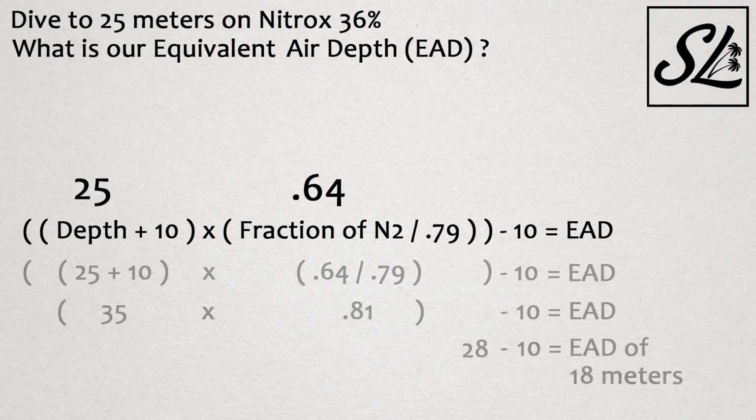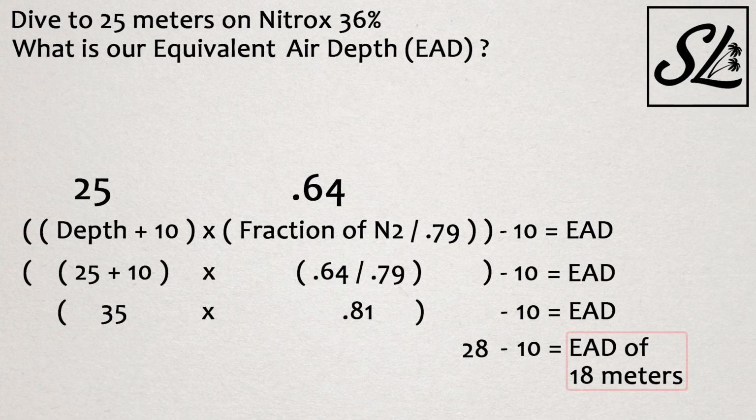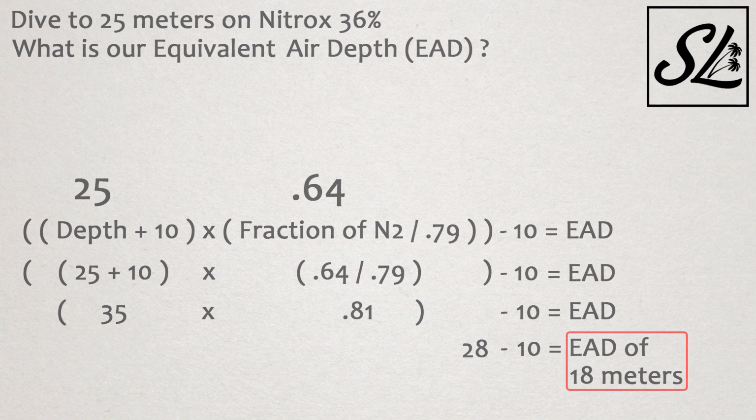The full calculation leaves us with an EAD of 18 meters, meaning that breathing nitrox at 36% oxygen at 25 meters will be the same as breathing air at 21% oxygen at 18 meters.